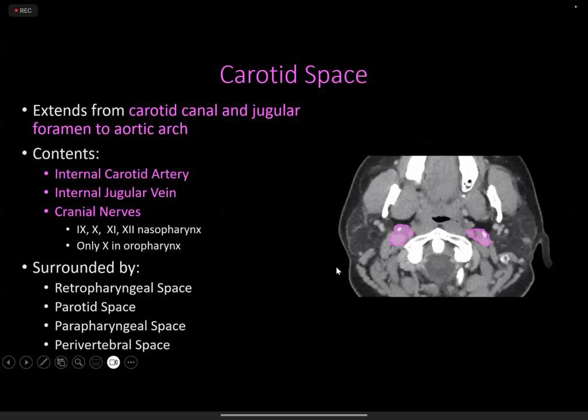All right, next we're going to look at the carotid space. The carotid space extends from the carotid canal right at the skull base all the way down to the level of the aortic arch. Its contents include the internal carotid artery, the internal jugular vein, and cranial nerves 9, 10, 11, and 12 within the suprahyoid. It's surrounded medially by the retropharyngeal space, the parotid space laterally, the parapharyngeal fat anteriorly, and the perivertebral space posteriorly.